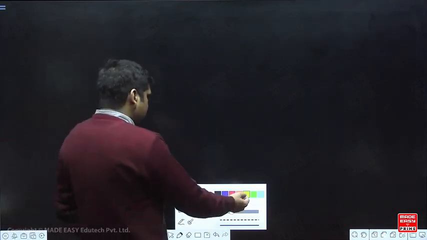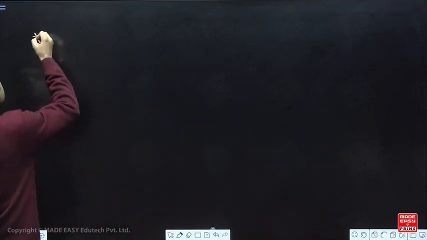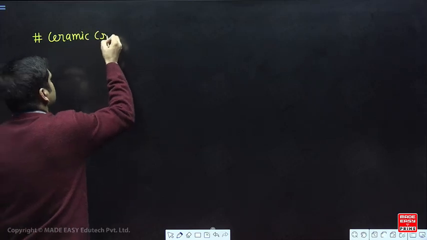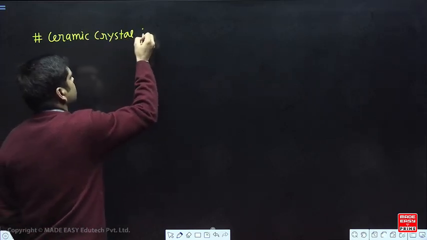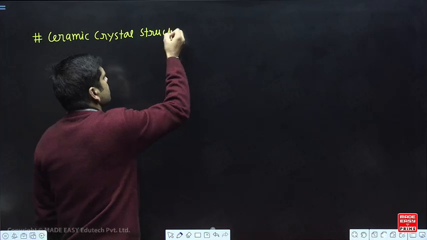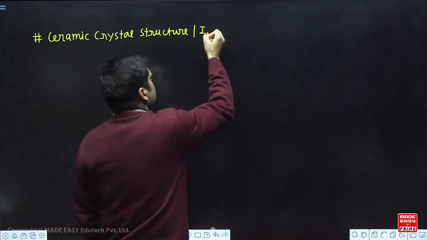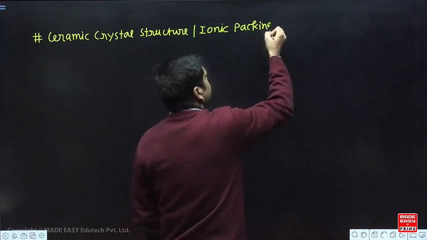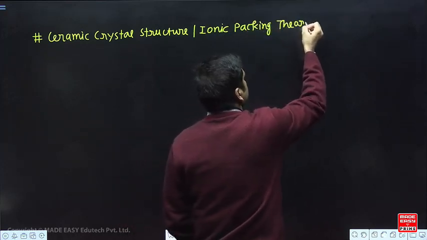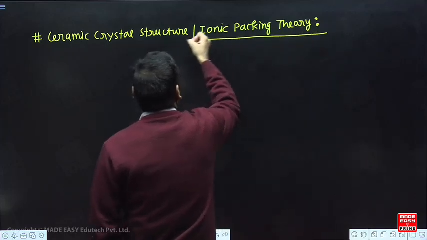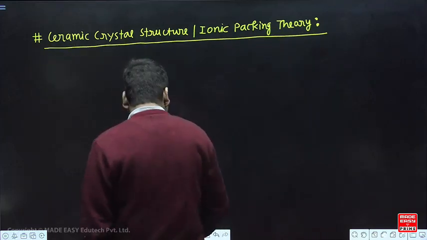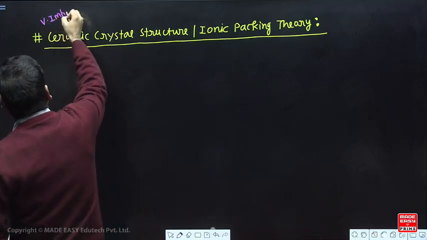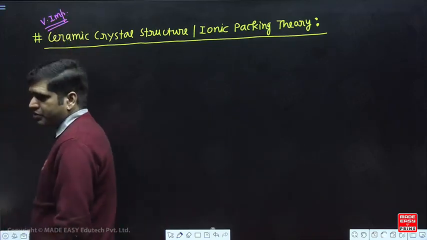Let's go. Ceramic crystal structure. Ceramic crystal structure. Sometimes in the examination they may ask questions with this name, ionic packing theory. Ionic packing theory. How do I tell you how important this is, as much as you can understand. It is an extremely important topic. There is a high probability that you will get a question from this topic.